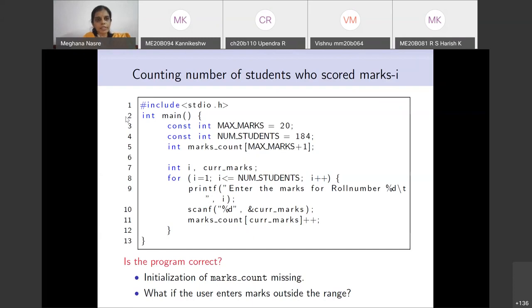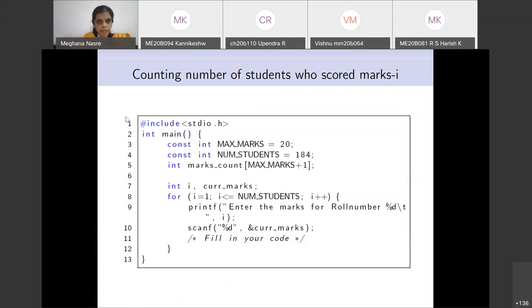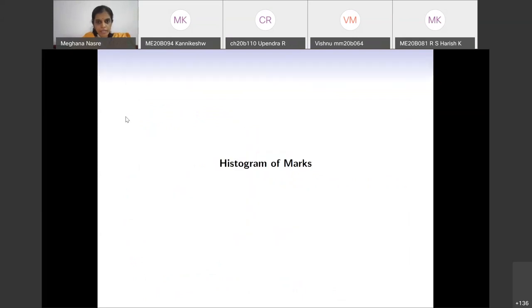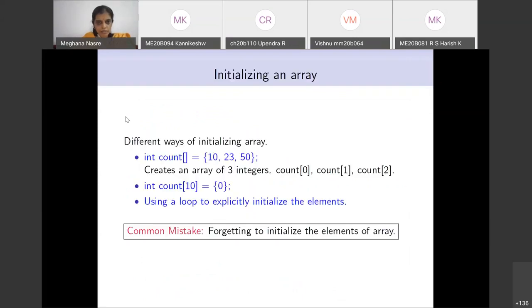Harish, you were asking a question? Yes, ma'am. Here you said that count of 1 will be implicitly initialized as 0. So similarly, why can't all the variables in the marks underscore count be implicitly initialized as 0?